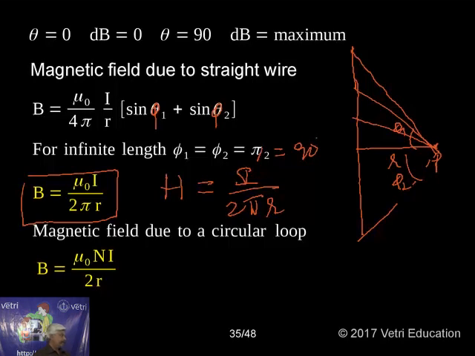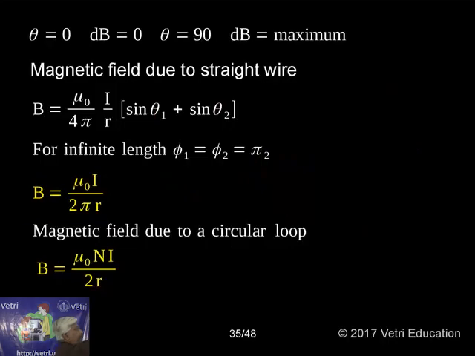With pi, B is mu naught I by 2 pi R. And mu naught N I by 2R, instead of I we can put capital N I, where capital N is the number of turns. That is the value. So we have to keep these values in our mind.